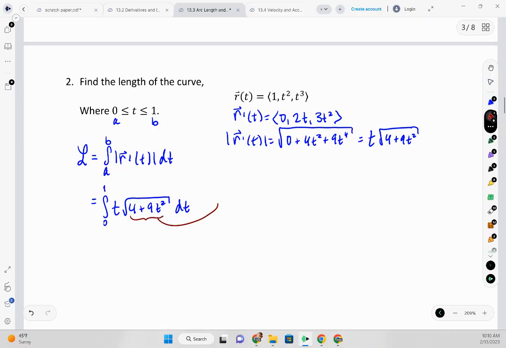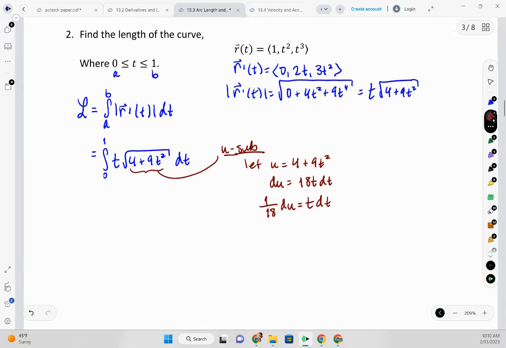So my u sub is, I'm going to let u be what's under the radical, 4 plus 9t squared. Then du will be 18t dt. But I don't have an 18 in my integrand, so I'm going to divide out an 18. So 1/18 du will be a replacement for t dt. Okay, now I typically do not change my bounds. I usually work out my u subs on the side and then I go back and plug them in because I've been known to make mistakes when I change my bounds.